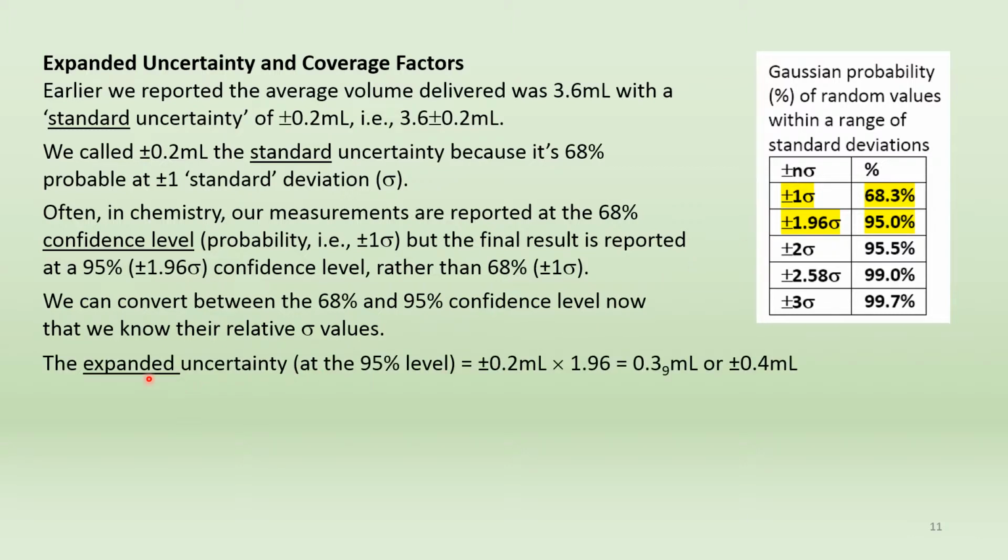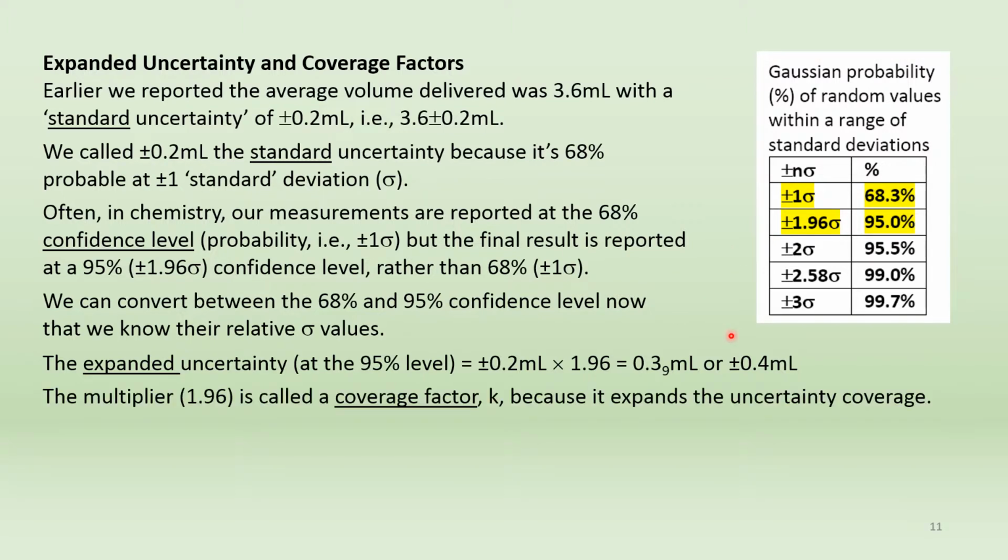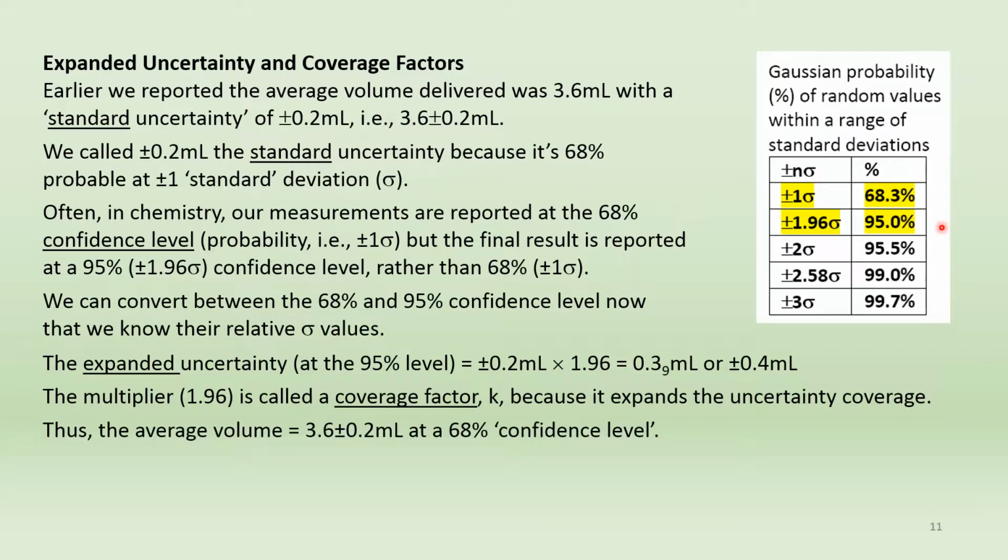So the expanded uncertainty at the 95% confidence level in this case would be 0.2, which was the 68% confidence level uncertainty, times 1.96, and that gives us a value of 0.39 mils, or 0.4 mils plus or minus. So the multiplier 1.96 is called a coverage factor, often given the symbol K because it expands the uncertainty coverage from the 68 to the 95% level.